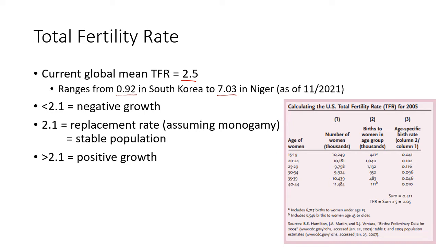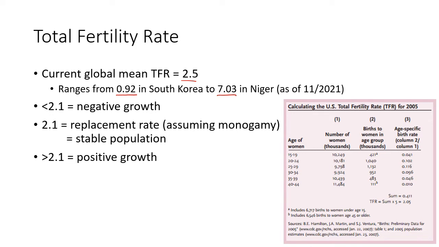So let's just look at South Korea. Some women in South Korea are going to have 0 kids, some are going to have 1 kid, some are going to have 3 kids, some are going to have 4 kids. A lot of women are going to have between 0 and 1, maybe 2. All of this is going to average to 0.92. We could do the same example for Niger, where some women are going to have 5, some women are going to have 0, some women are going to have 9. All that's going to average out to be 7.03.